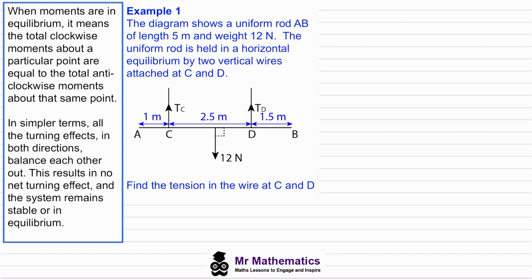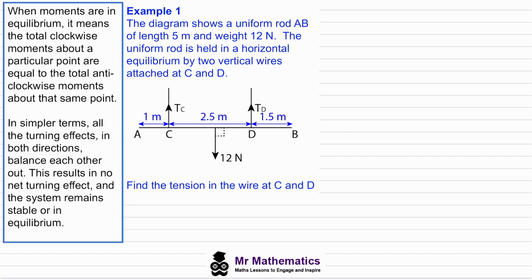And we're going to apply this idea in example 1, where we're told that the diagram shows a uniform rod, A to B, of length 5 meters and weight 12 newtons. The uniform rod is held in horizontal equilibrium by two vertical wires attached at C and D, and we've been asked to find the tension in the wire at C and at D.